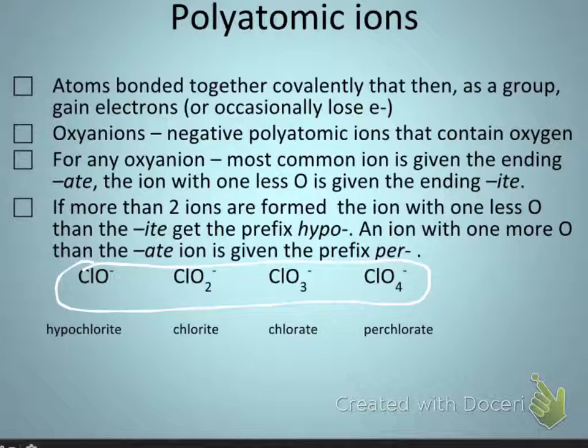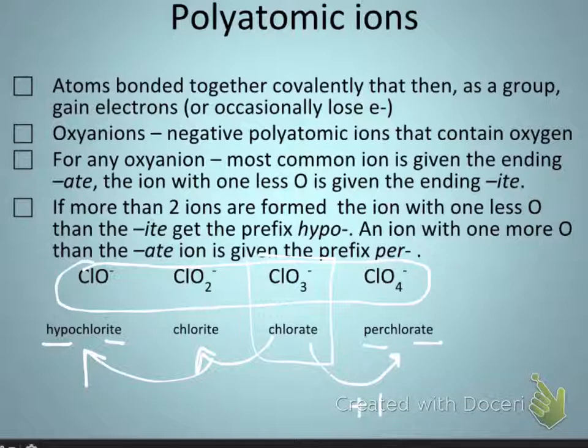So there are even more permutations than just the most common and the most common minus 1. If you have 2 fewer than the most common, you are a hypo-ite. And if you have 1 more oxygen than the most common, you're a per-ate. Like I said, don't try to memorize it. Don't worry too much about it. I want you to understand that these names don't come out of thin air. There is actually a system involved. And at that, you can probably just leave it alone.